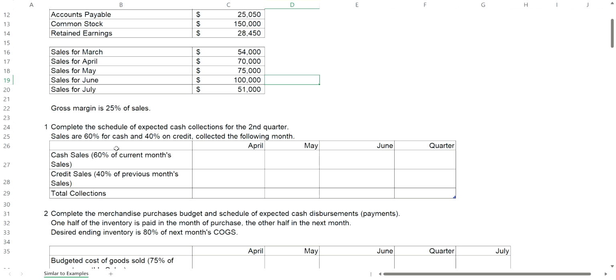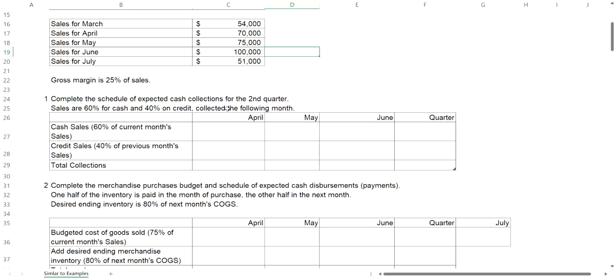Now in part one, we're going to complete the schedule of expected cash collections for the second quarter, which would be for April, May, and June. And assume that sales in the current month are 60% collected in cash, and the other 40% is on credit that is collected in the following month.